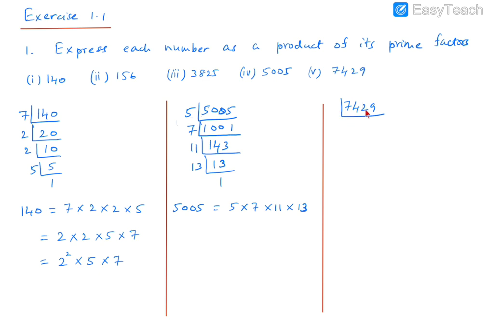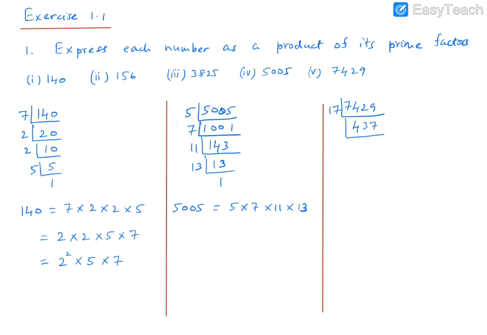Not 7, not 11, not 13, and the next prime number that goes into this is 17. So when you divide 7429 by 17, you get 437. So the first prime number that goes into 7429 is 17, and 17 goes into 7429 437 times.